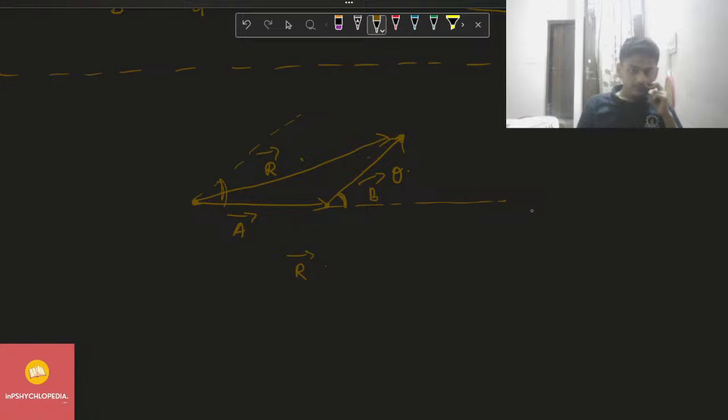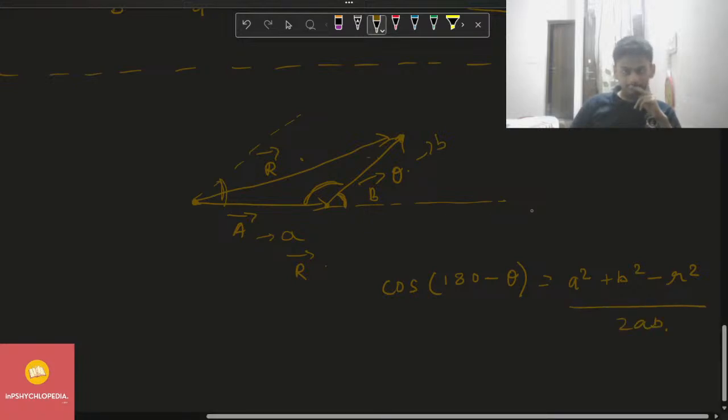Now we know that this particular angle is 180 minus theta, right? So this will be, I don't know whether I am doing it the right way or wrong way, but the magnitude of this will be a and this will be b, right? So cos of (180 minus theta) equals (a square plus b square minus r square) by 2ab. Yep, so I am doing it absolutely correctly.